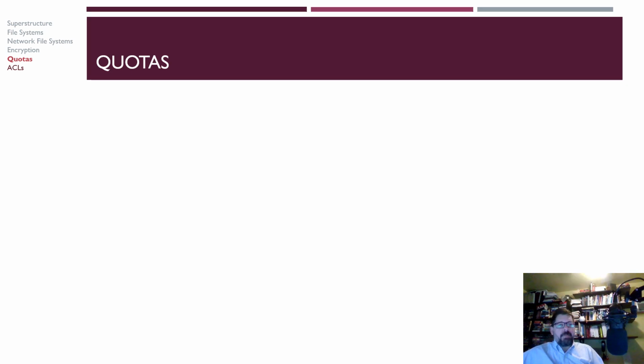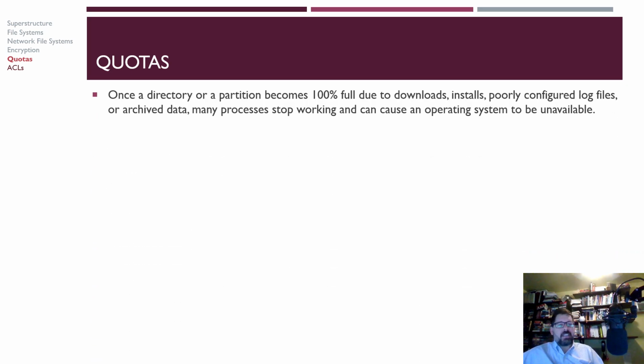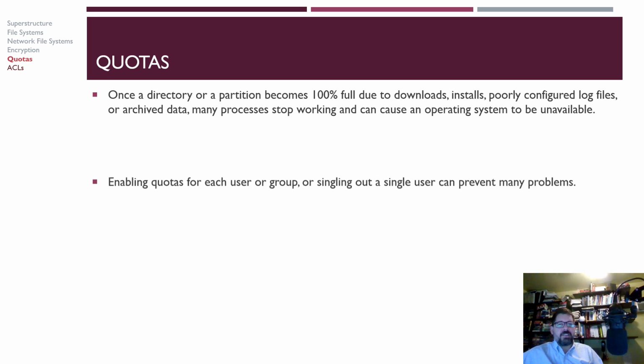So the second to last topic is quotas. Once a directory or a partition becomes completely full, that can cause a lot of problems, right? Why would a file system become full? Well, it could be a whole bunch of log files getting written out. It could be people just archiving all of their data. Some people just don't like to throw away files, so they just keep putting more and more files in there. Processes can stop working and the operating system can become unavailable once a file system is full. So this is not a good thing.